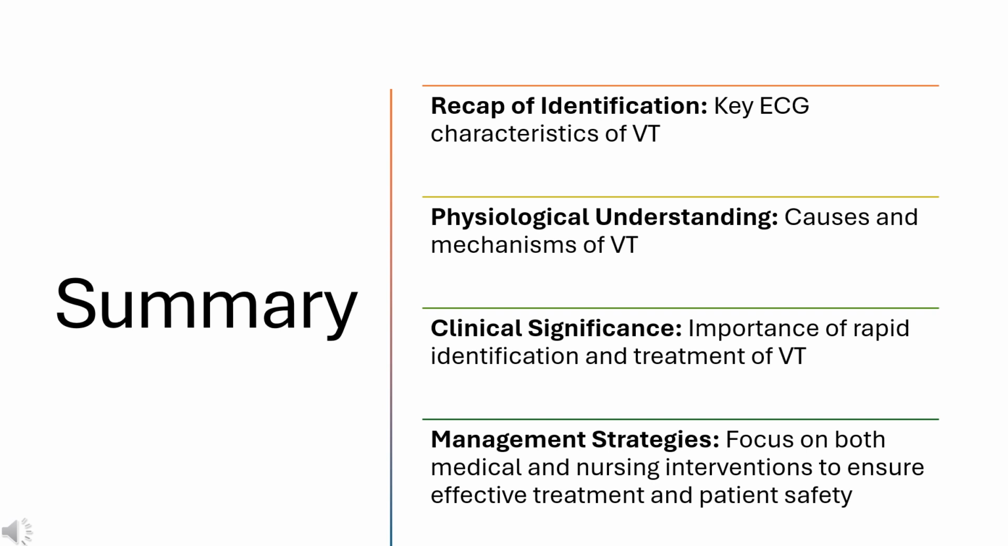Let's do a quick summary of what we've learned in this presentation. VT is characterized by a regular rhythm. This means that the QRS complexes occur at regular intervals, even though the heart rate is abnormally fast. The heart rate in VT typically ranges between 100 and 250 beats per minute. This rapid rate is a key identifier of VT.